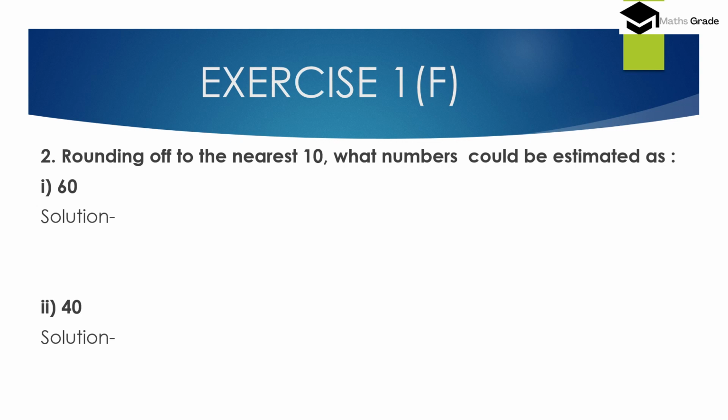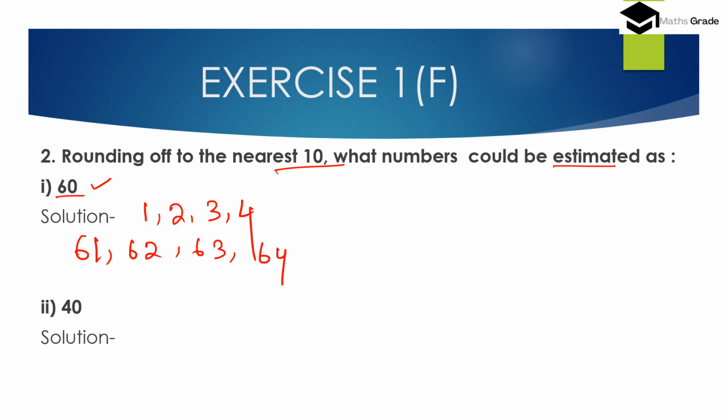Now question number 2, rounding to the nearest 10, what numbers could be estimated as the first part is 60. We have to find the numbers which, rounded to the nearest 10, give 60. If the unit place digit is less than 5, the number rounds down to 60, that is 61, 62, 63, 64, with unit place digits 1, 2, 3, 4.